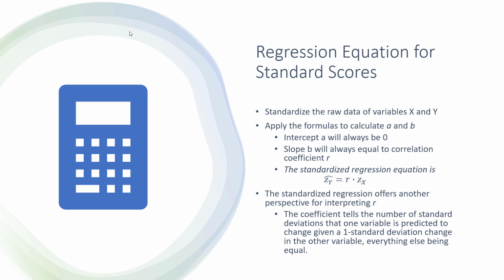The standardized regression offers another perspective for interpreting R. The coefficient tells the number of standard deviations that the dependent variable is predicted to change, given a 1 standard deviation change in the independent variable, everything else being equal.